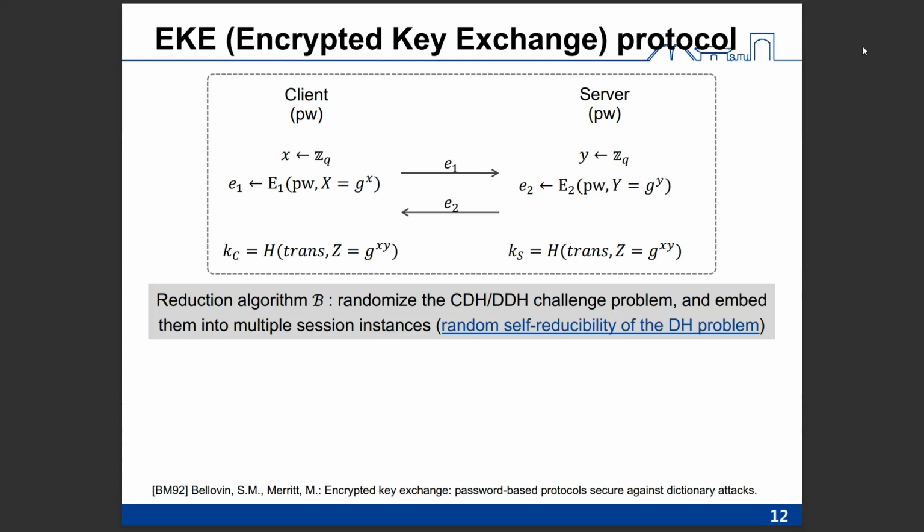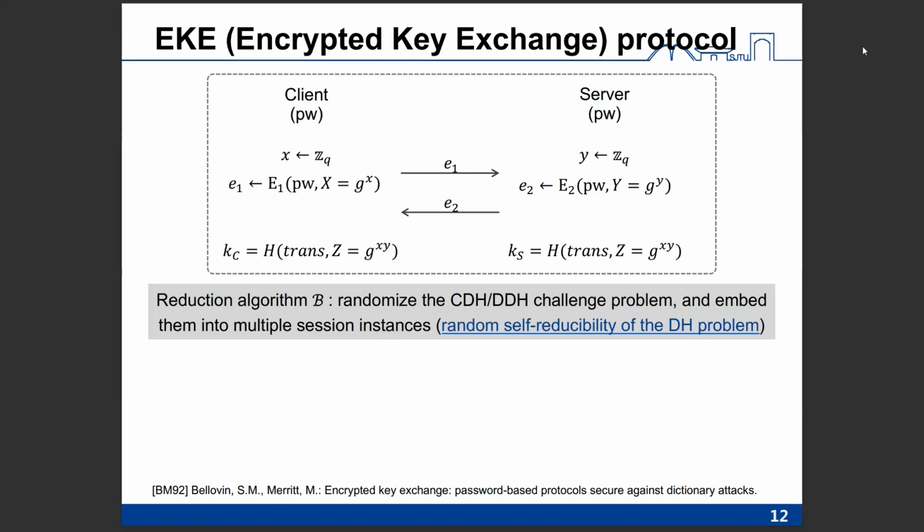For example, the client samples g^x and encrypts g^x using the password as the symmetric key to obtain E1 and sends this out. And the server does similarly. The final session key is computed as H(trans, Z), where Z is equal to g^(xy). And trans may include the transcript information as well as some public information like the identities of the involved parties.